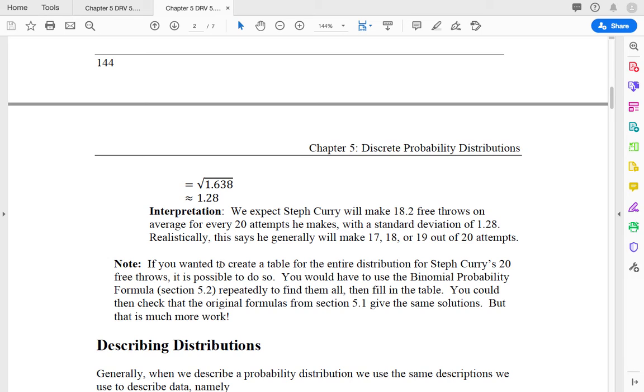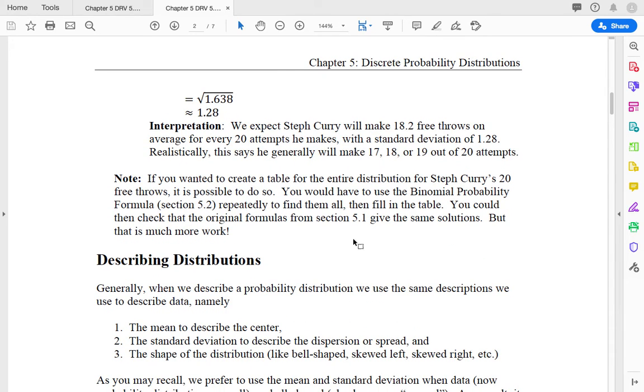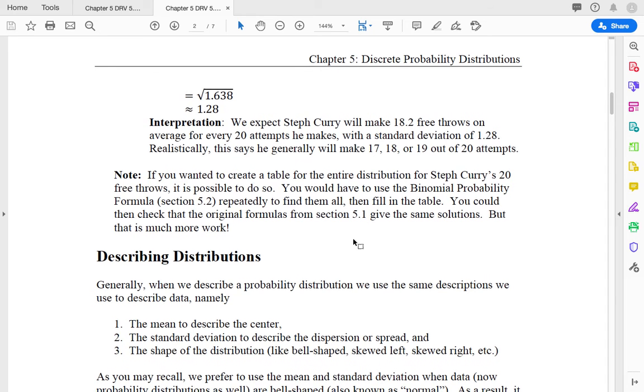So the way we interpret these numbers is we expect that Steph Curry is going to make about 18.2 free throws on average for every 20 attempts that he makes. And the standard deviation is going to be about 1.3. So plus or minus 1.3 is probably about what he's going to usually get. So generally 17, 18, 19 out of 20 attempts. Now you could make a table. I made a note here. If you want to make a table for all 20 outcomes, it's possible. And if you went through and did the x times the p of x's and added them all up, you'd get the same thing.